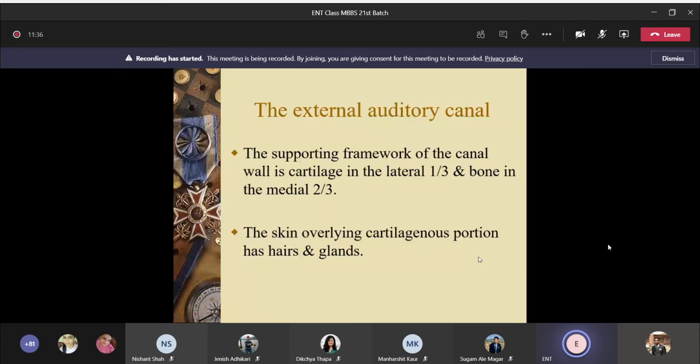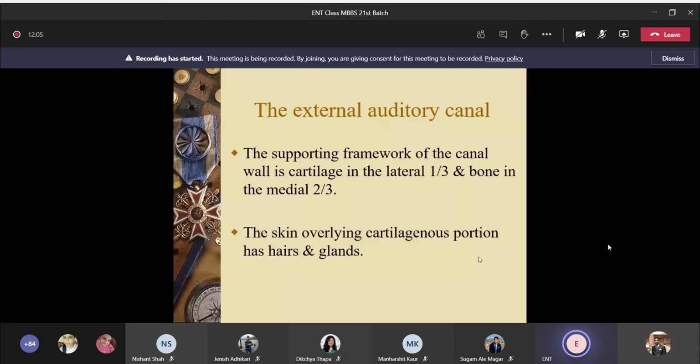Now coming to just inside the pinna, there is the external auditory canal. The supporting framework of the canal wall is cartilage in the lateral 1/3, and bone in the medial 2/3. In a normal healthy adult, it's around 2.4 centimeters or 24 millimeters. The outer 1/3 is made up of cartilage, whereas the medial 2/3 is bony.